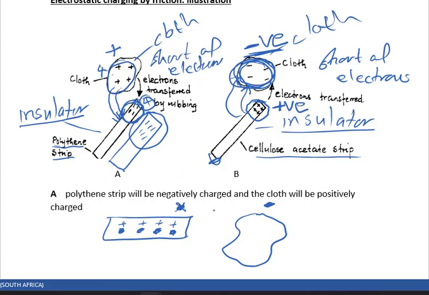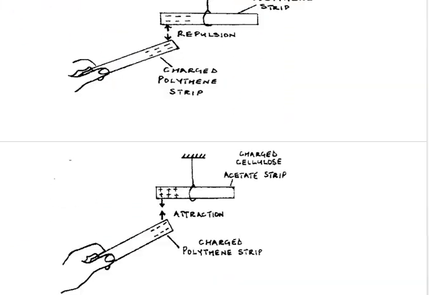So the next thing that we would like to look at is, now if we take 2 strips of polythene, if we hang this one, which is negatively charged, and we bring closer to it a negatively charged polyethylene strip, what we observe is that there will be repulsion. So they repel.